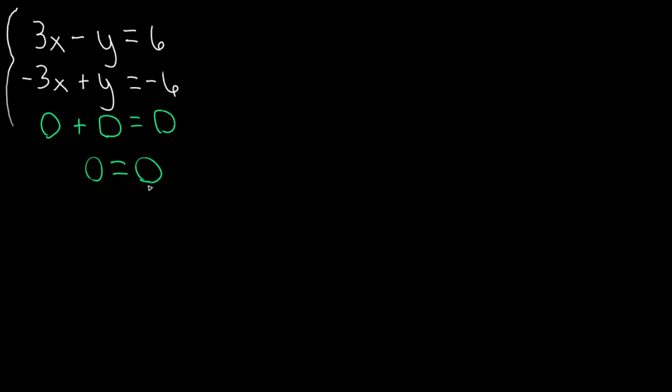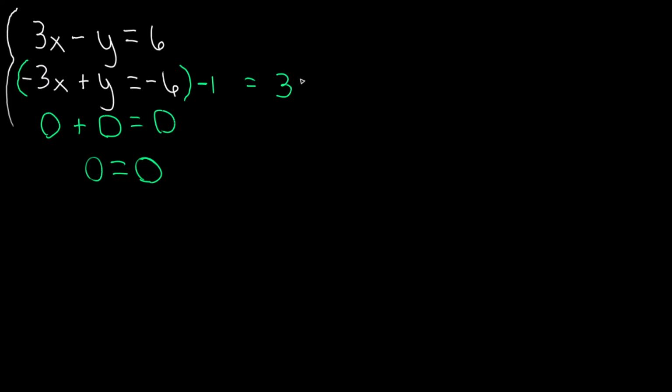And what this means is that it's a true statement, or there's an infinite number of solutions, and if we were to graph these, they would be the same exact graph. Because if you see, all I would have to even do to this bottom equation, or I could do it to the top equation, is multiply it by -1, and I would end up with the top equation.